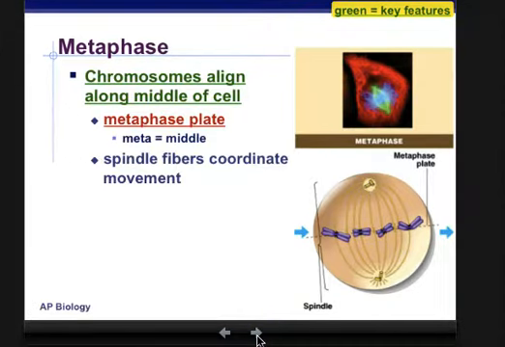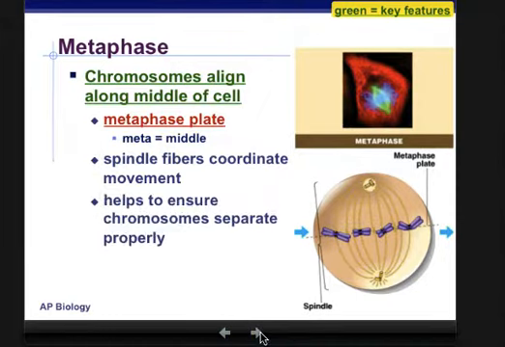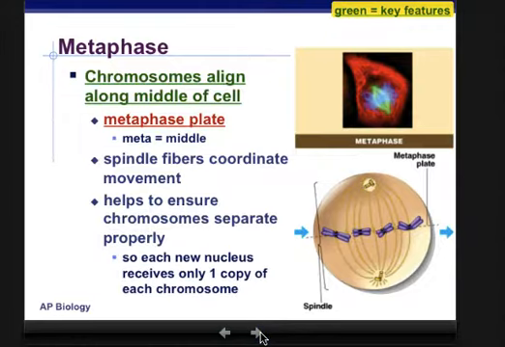Right, so the spindle fibers coordinate the movement. Right, so we're all lined up and organized to start pulling the sister chromatids apart. We want to make sure that separation happens perfectly because that's critical to ending up with nice normal daughter cells. Right, so we are ensuring that the chromosomes are going to separate properly so that each new nucleus gets only one copy of each chromosome.